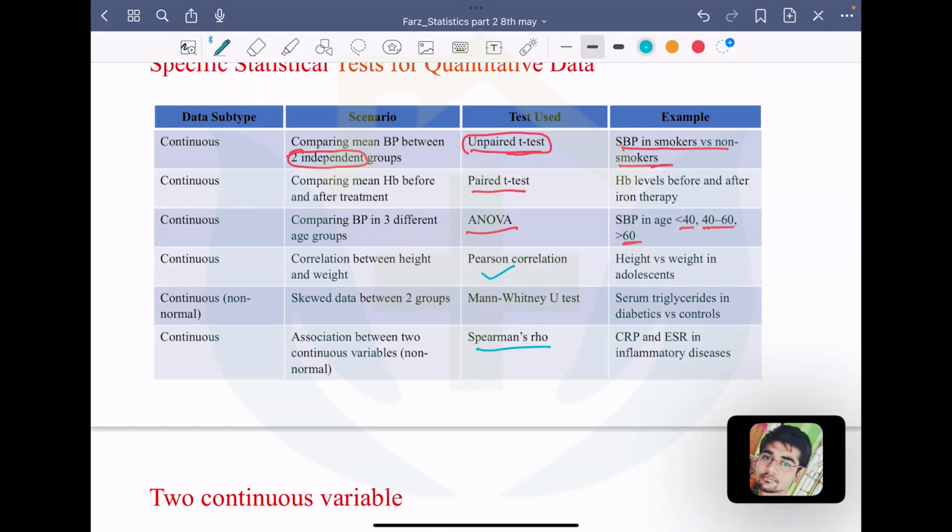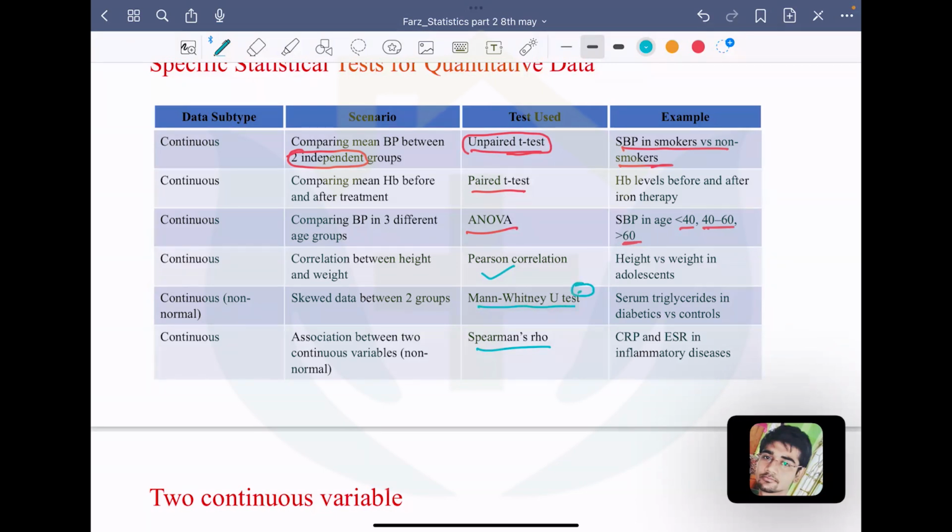Example, CRP and ESR. There are some inflammatory conditions where CRP will be very much raised, but ESR will not be raised that much. So when the distribution is not linear, you tend to use Spearman's coefficient, a rho coefficient. There is another test, Mann-Whitney U. This is a frequently asked question.